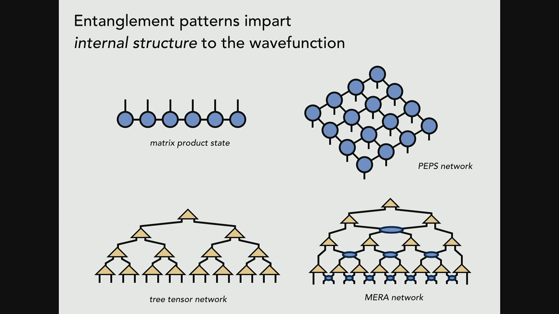And when you do this, you are naturally led to the idea of tensor networks. I'll have more to say about what these diagrams mean and what these different tensor networks are. But basically, you can think about entanglement patterns in a natural quantum wave function, not just an arbitrary quantum wave function, imparting some kind of internal structure to the wave function. Or the other way around, you can impose some internal structure that limits what correlations this wave function can have, limiting it to the right subspace where natural wave functions can be found and manipulated.